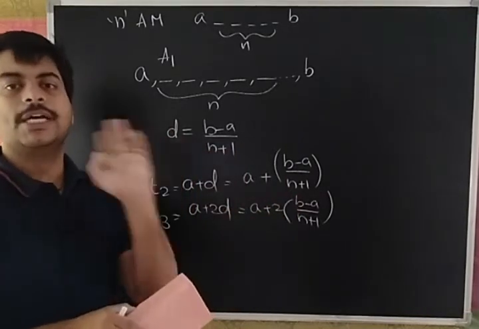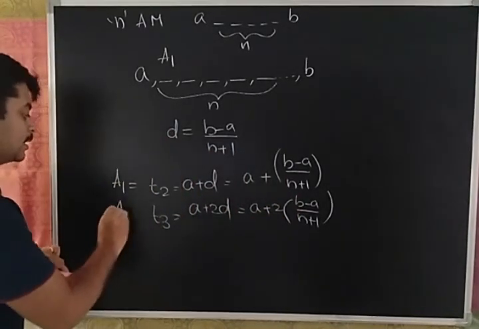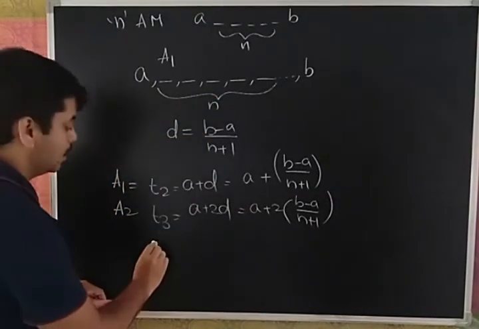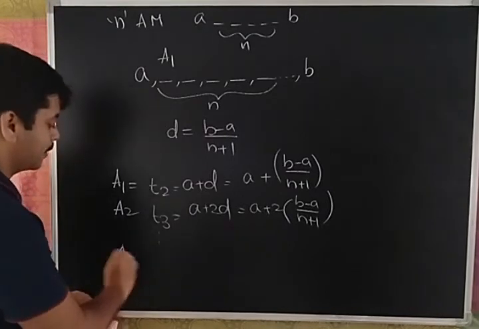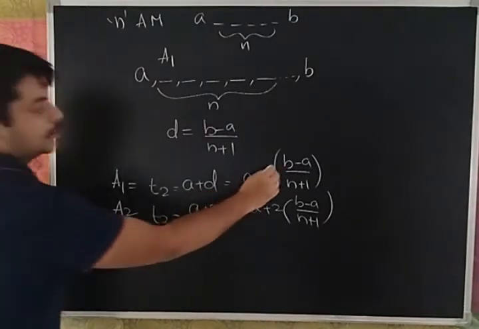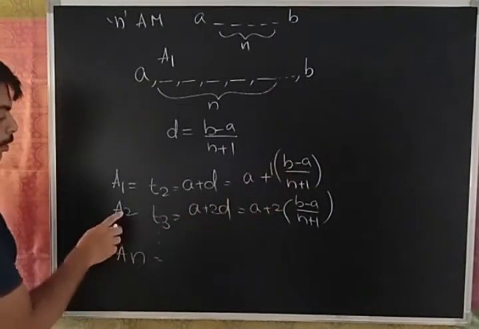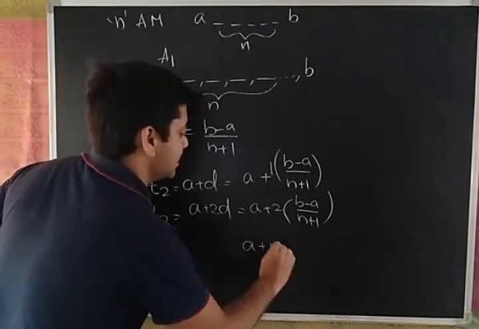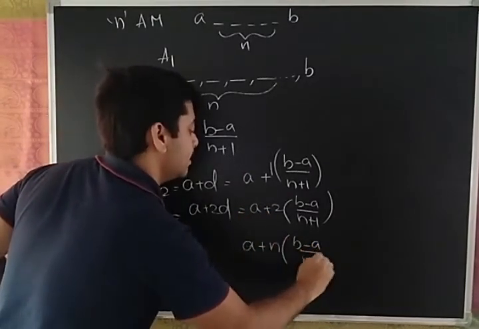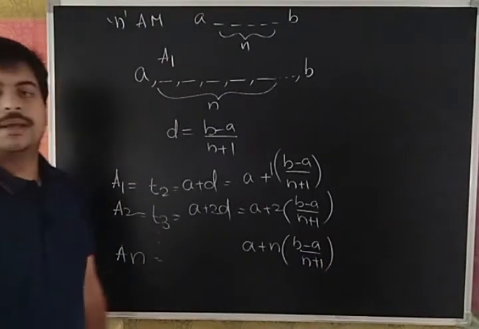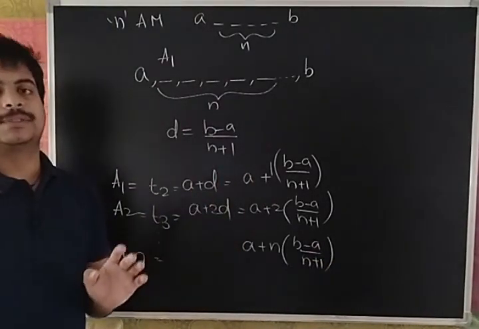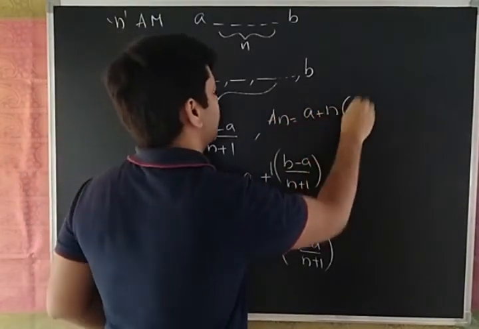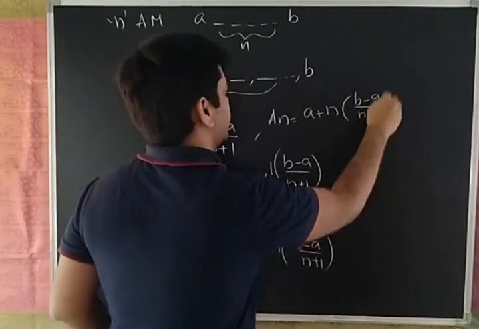We will see some examples, you will understand better. This is A2. So, in that way, you need to find An. So, see here. When you have 1 here, it is 1 times B minus A by n plus 1. You have 2 here, it is 2 times. You have n here, it will be n times. A plus n times of B minus A by n plus 1. Very simple. So An, we have the formula as A plus n times of B minus A by n plus 1.